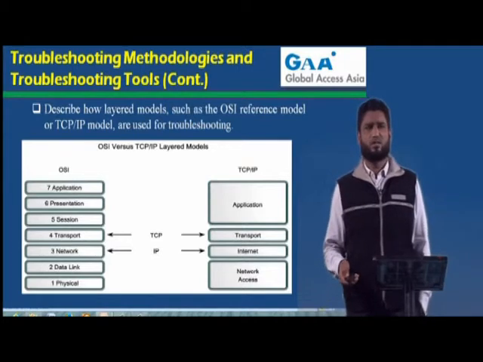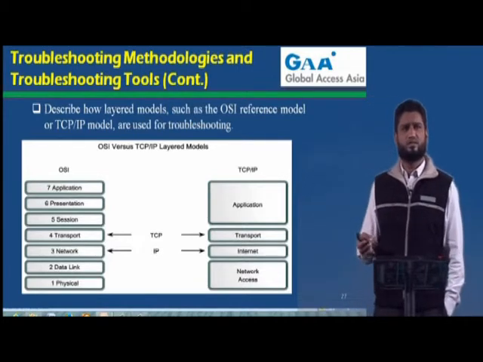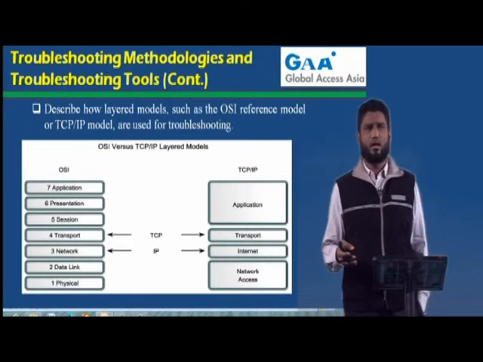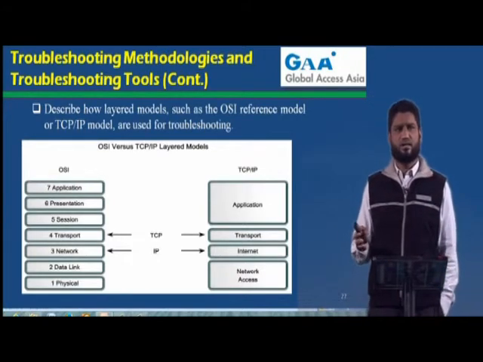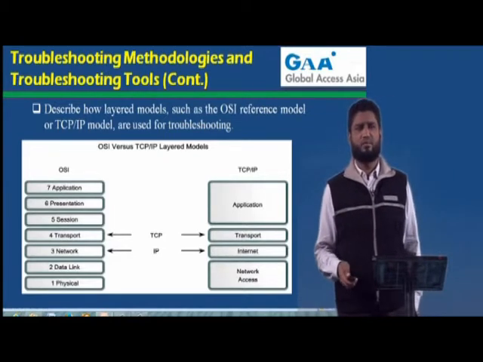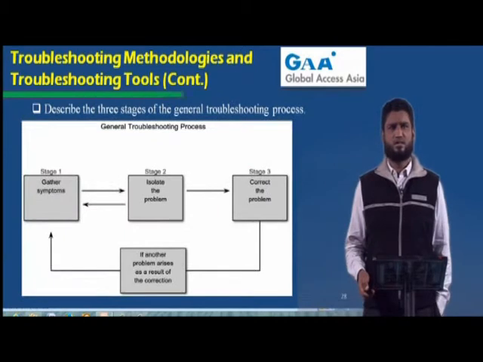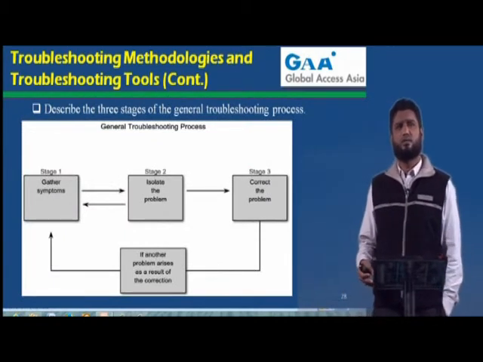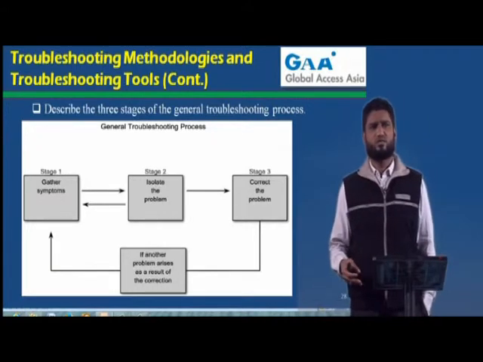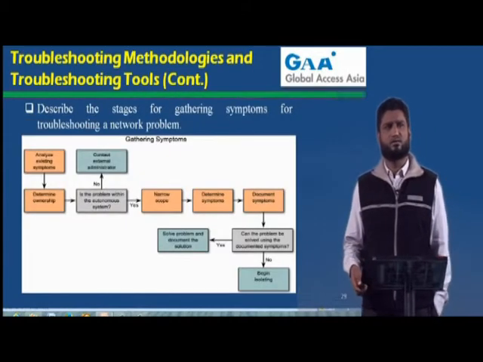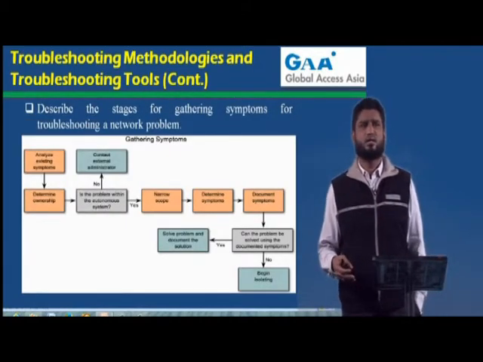Also, troubleshooting methodologies and troubleshooting tools: in this figure you can compare the OSI model, the Open Systems Interconnection model, and the TCP layered model. You can see here the transport layer TCP and the network internet layer IP are accommodated from these two layers' configurations. In this figure, troubleshooting methodology: gather symptoms, isolate the problem, correct the problem, and if another problem arises as a result of the corrections, repeat. And troubleshooting methodologies and troubleshooting tools.